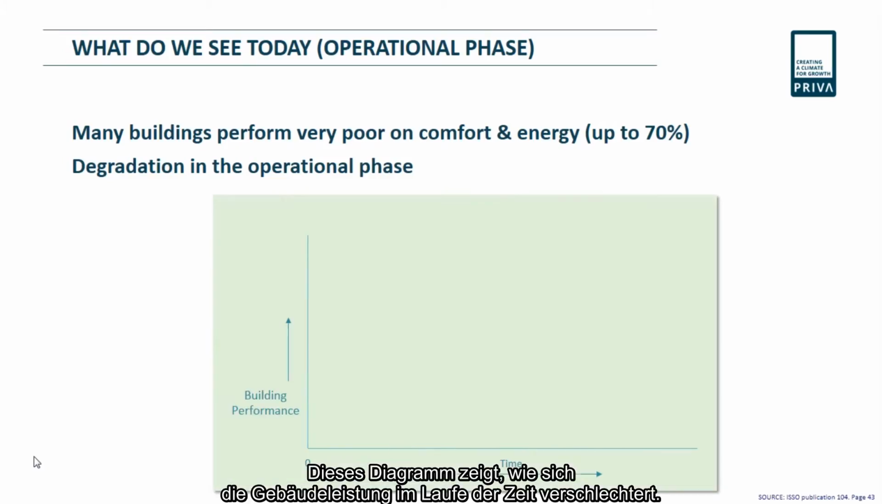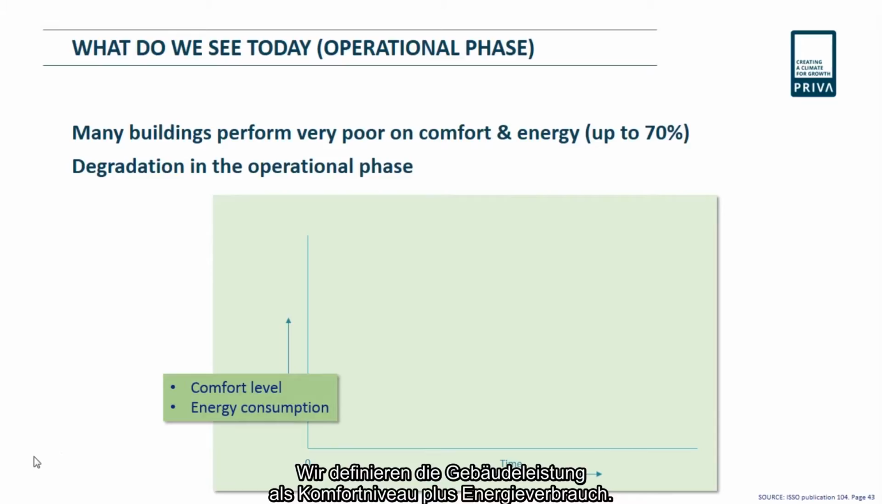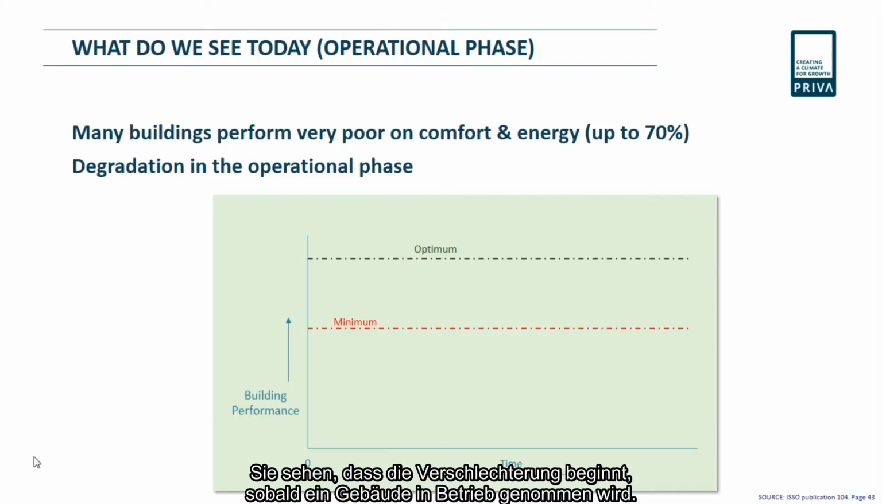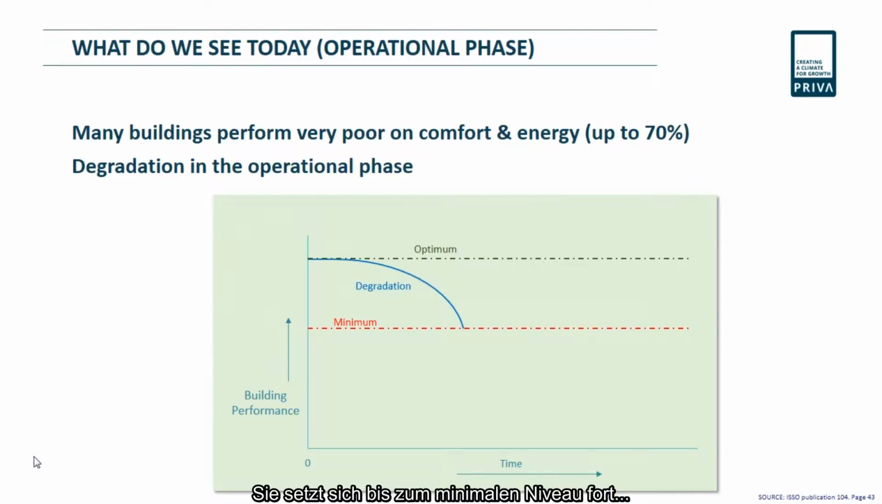Now if we look at performance, this is a graph where we put building performance against time, and we see in this case building performance as the comfort level and the energy consumption. We see that there is an optimum level drawn here on the top of the graph and a minimum level. We will get to that minimum level in a second. When the building starts to be used, we see a degradation, and it goes all the way down to the minimum level. Actually, if we do nothing, it will go beyond the minimum level.